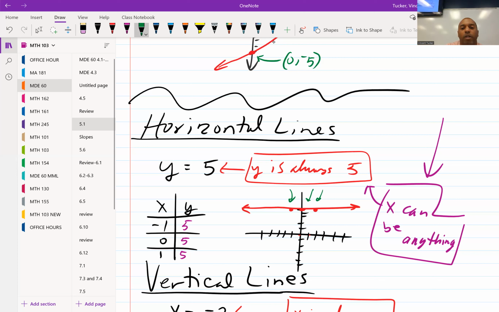All right. Questions on horizontal lines? Make sure we're okay.